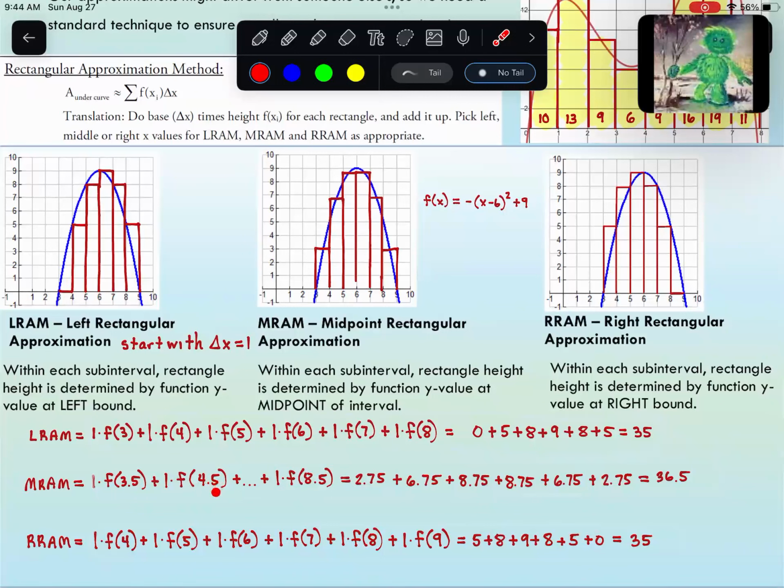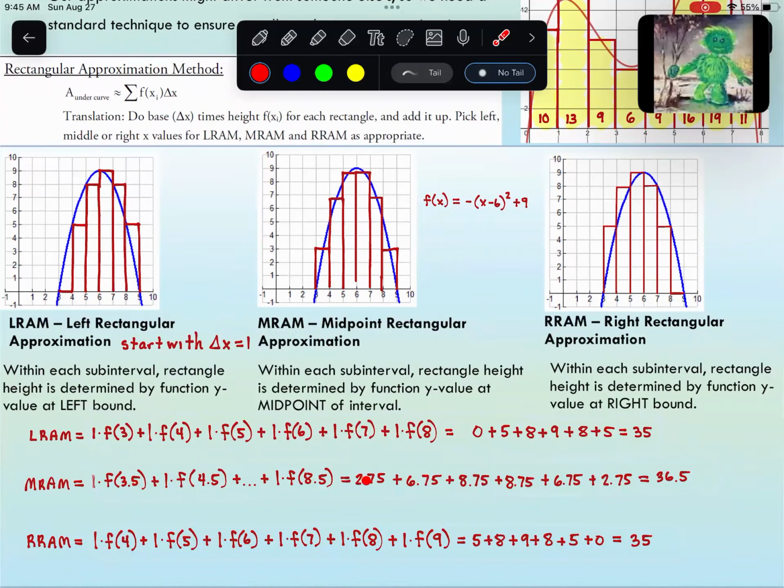Because we're not dealing with whole numbers, there is a chance that things get a little more complicated with the calculation. Where did I get 2.75? Be careful here, because what we don't want to do is just try and estimate these heights off of the graph. We want to actually take x equals 3.5 and plug it into that original function. Make sure you get the appropriate f of 3.5, which in this case happens to be 2.75.